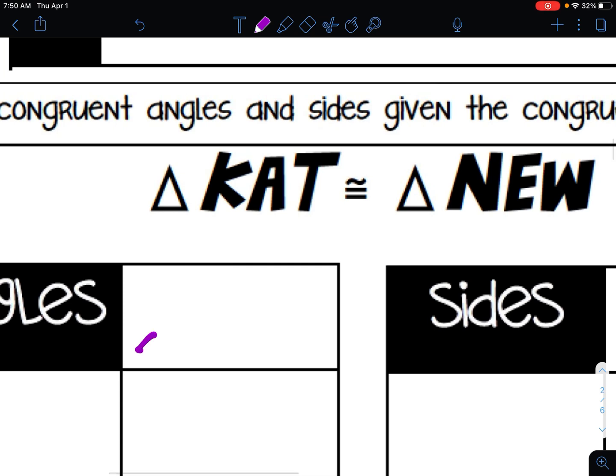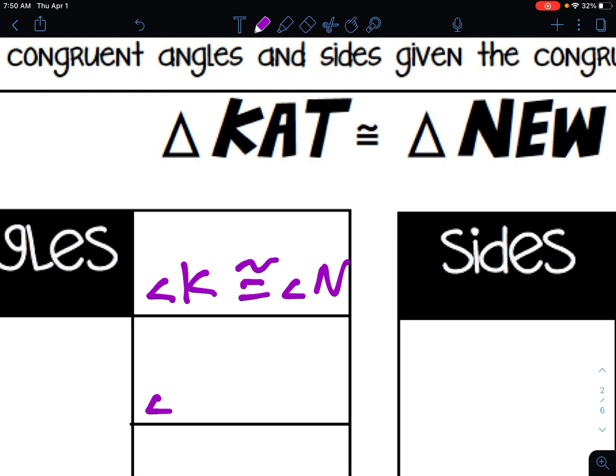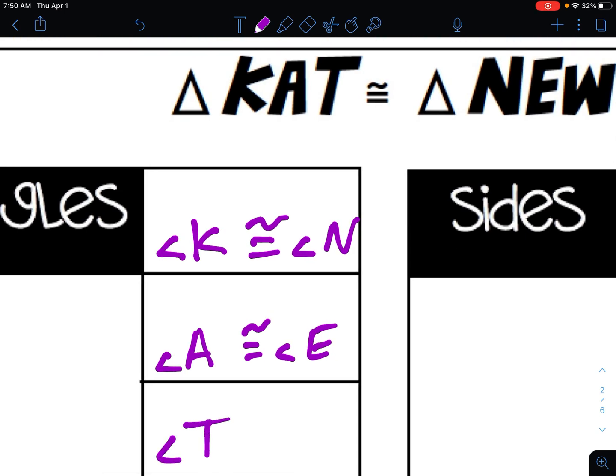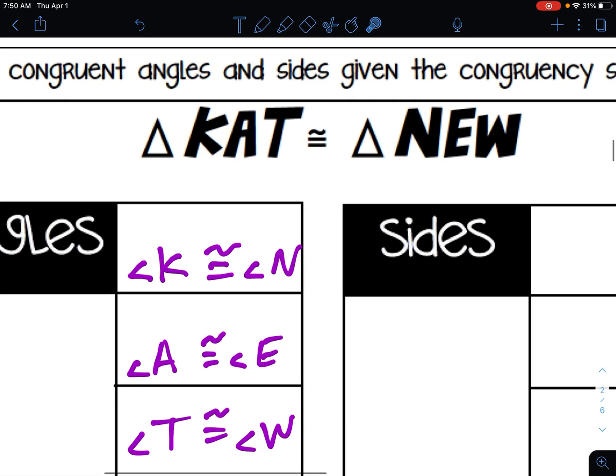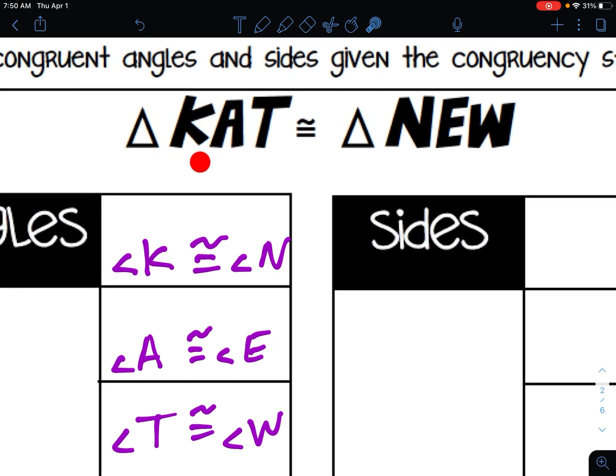So here's what I know. We're going to go angles first. I know that angle K is congruent to angle N, angle A is congruent to angle E, and angle T is congruent to angle W, all right? Anyone guess on why that's the case? And no, it isn't because A and E are the vowels, so they're going to be congruent to each other. It doesn't work out that way. But yeah, you got it.